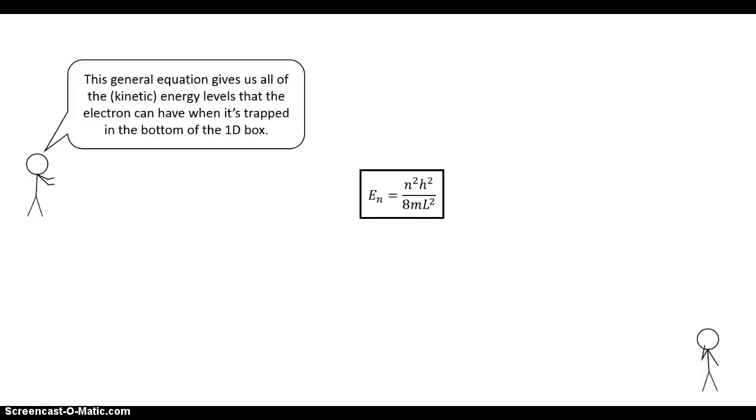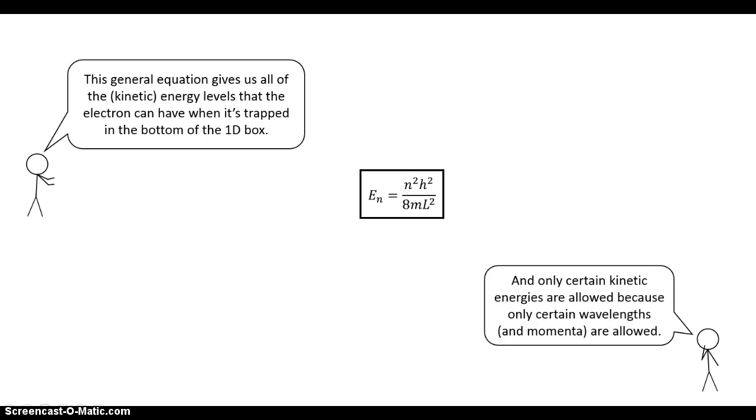This general equation gives us all of the energy levels that the electron can have when it's trapped in the bottom of the 1D box. And only certain energies, E1, E2, E3, and so forth, are allowed because only certain wavelengths and momenta are allowed in the box. Quiz on this next class.